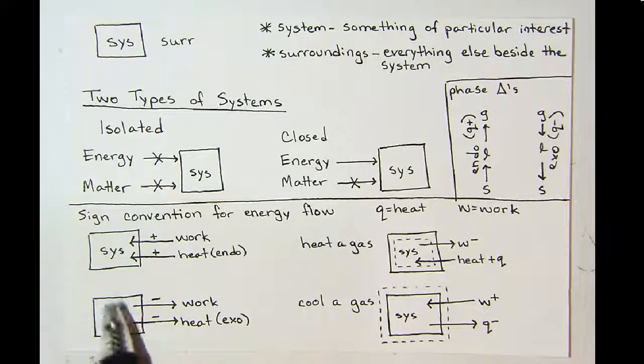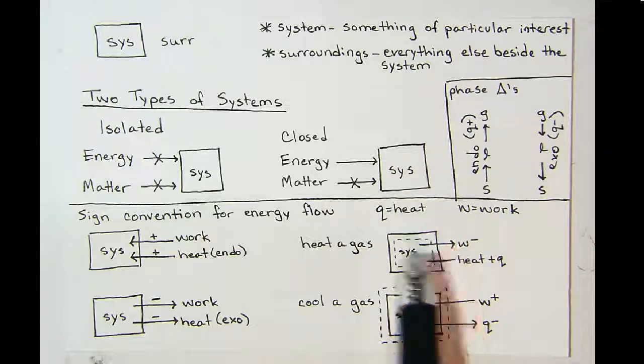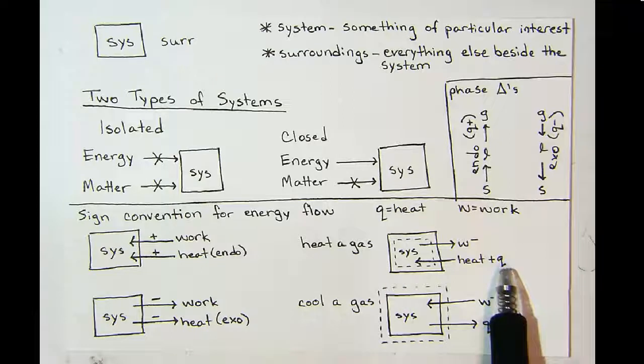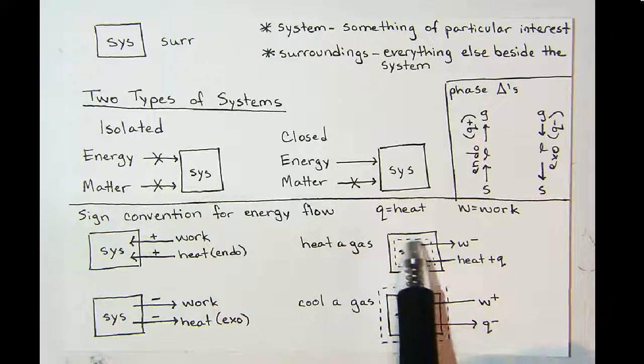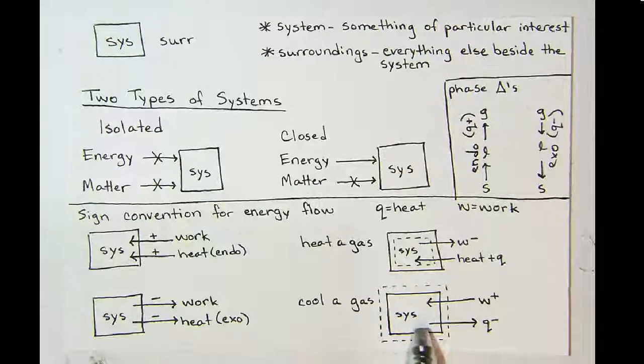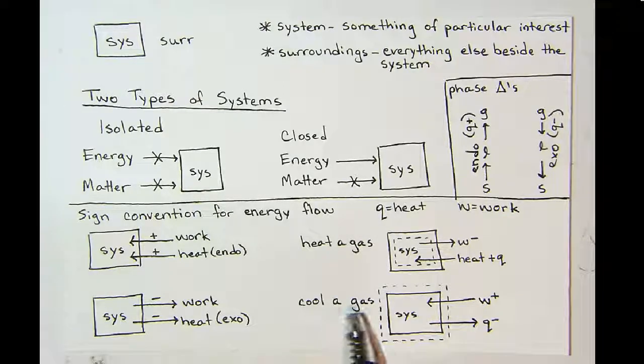And then if the system is doing work on the surroundings, then work is being pushed outwards. And then if heat is being released, then you're going to have a negative sign for both of them. Usually, in chemistry, you're looking at more like heating a gas, where heat has to be absorbed, and then the gas expands against the surroundings. And so you have positive heat and negative work. Or if heat is released by the system, then it's going to contract, which means the surroundings are doing work on the system. Therefore, heat is negative and work would be positive in the case of cooling a gas.